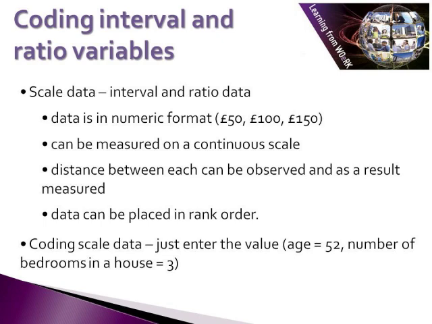Similarly, interval and ratio data, or what we call scale data, also operates on a mechanism of scale. The difference is that with interval and ratio data, the data is numerical and has numerically equal distances between each category. To code interval and ratio variables, it simply requires the data value to be entered.